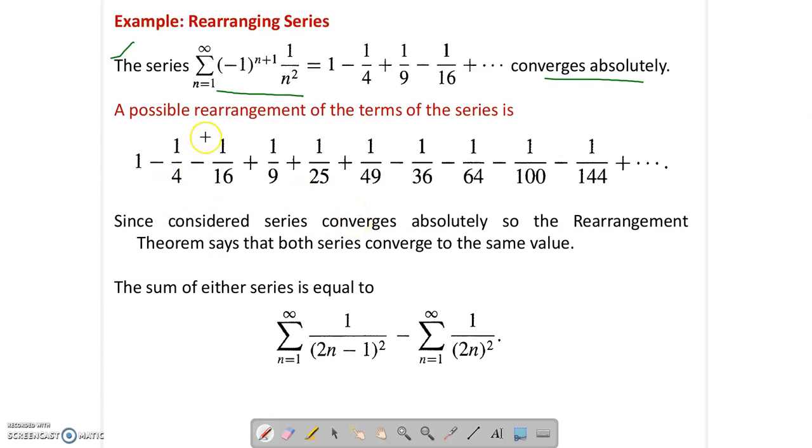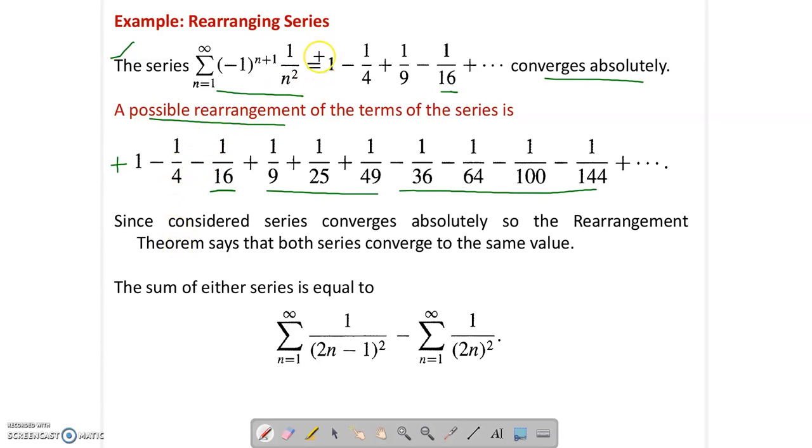A possible rearrangement of the terms of the series is 1 minus 1 by 4 minus 1 by 16 as the third term, then 1 by 9 plus 1 by 25 plus 1 by 49, these three positive terms, then these negative terms. So what way are we doing this? One positive term, then 2 negative terms, then 3 positive terms, then 4 negative terms, then 5 positive terms, and we keep on going like this. This is one possible rearrangement that we have considered.